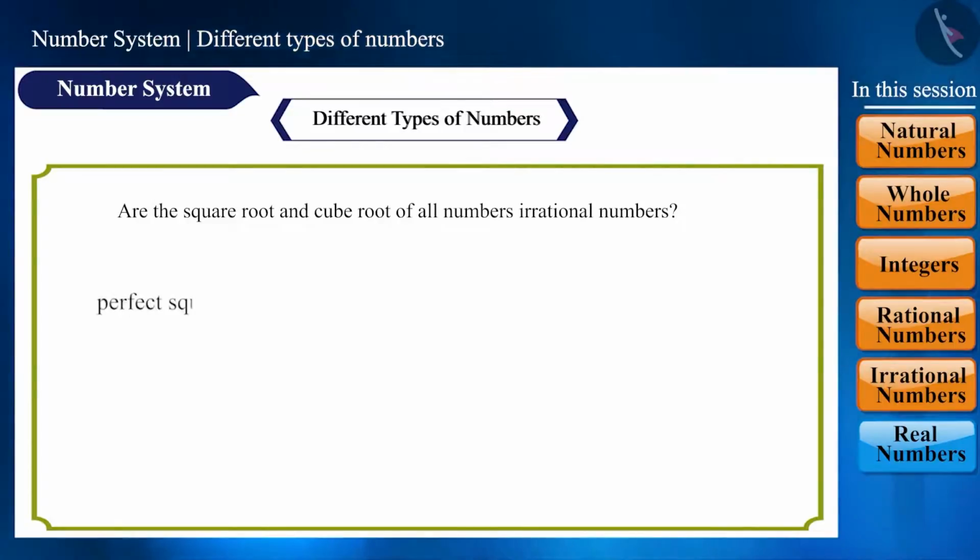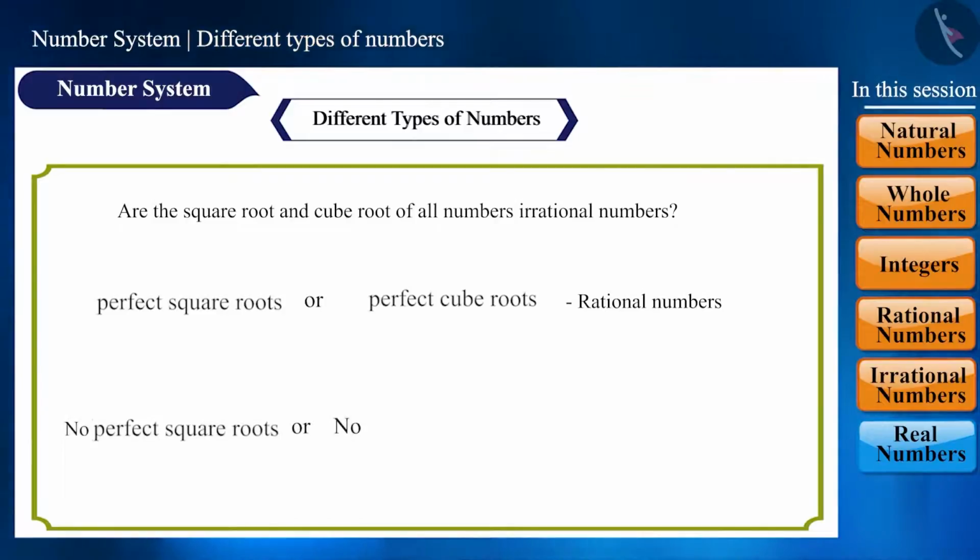Numbers that are perfect square roots or perfect cube roots are called rational numbers. And numbers that do not have a proper or perfect square root, cube root, etc. are called irrational numbers.